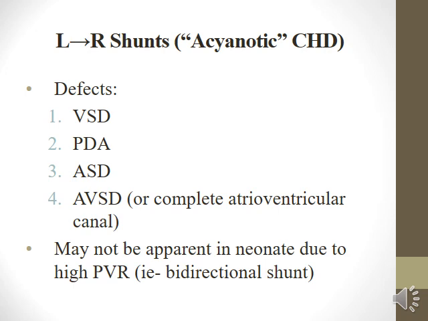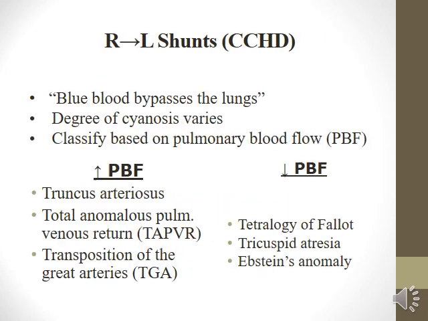Defects are VSD, PDA, ASD, AVSD, complete atrioventricular canal. It may not be apparent in the neonate due to high pulmonary vascular resistance. There is high pulmonary vascular resistance, and that leads to pressures on both sides being equal, so there is no shunting at the level of the atrium or at the level of the ventricle. But after birth, gradually pulmonary resistance decreases and left ventricular pressure becomes higher.